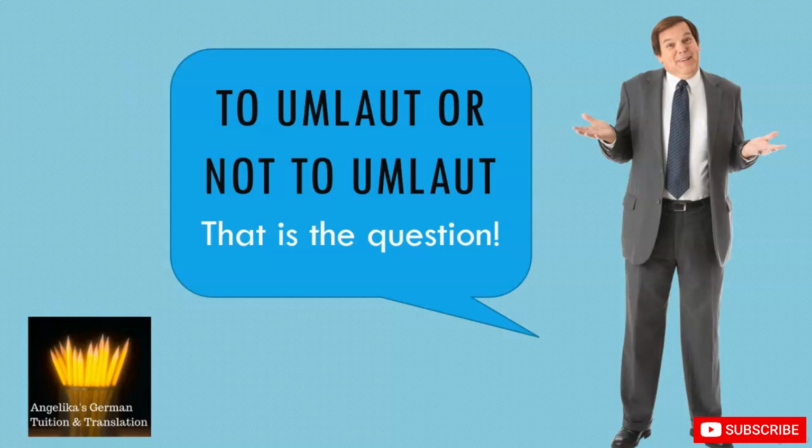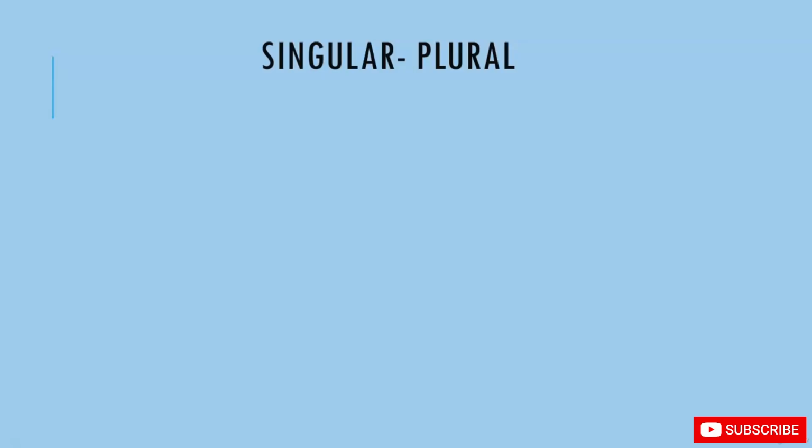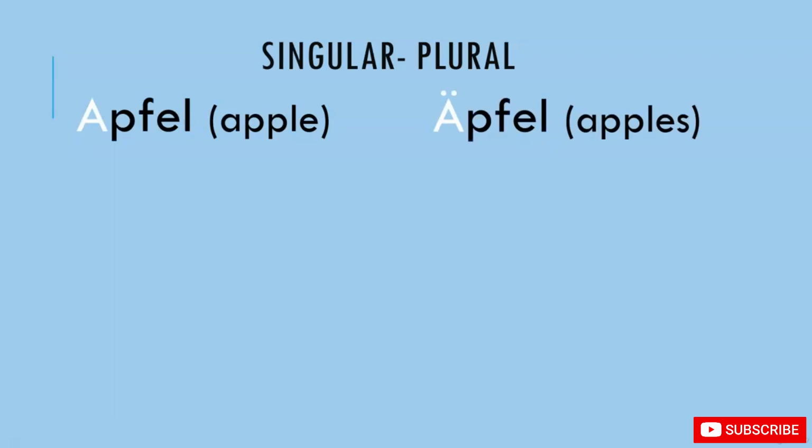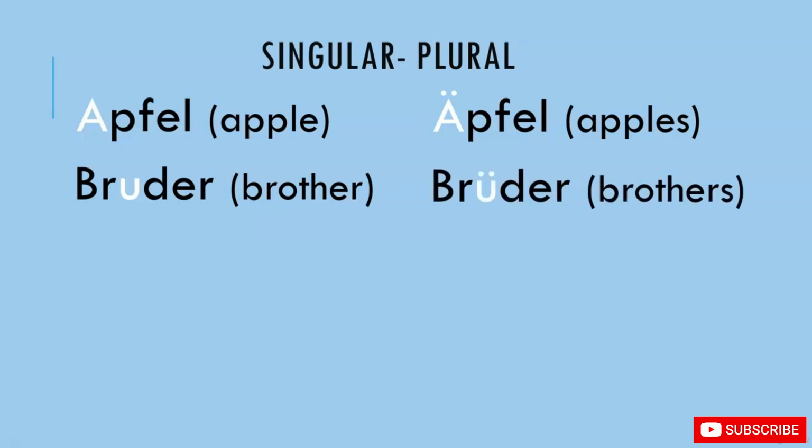But I found quite a few words, verbs, nouns, a mixture really, where the meaning of the word changes because of the umlaut. So let's have a look at them. First one is singular or plural. Apfel is one apple. Äpfel is more than one. Bruder is your brother. Brüder is your brothers.